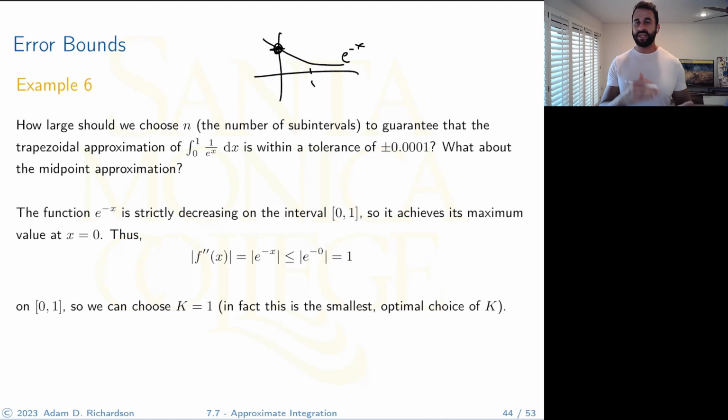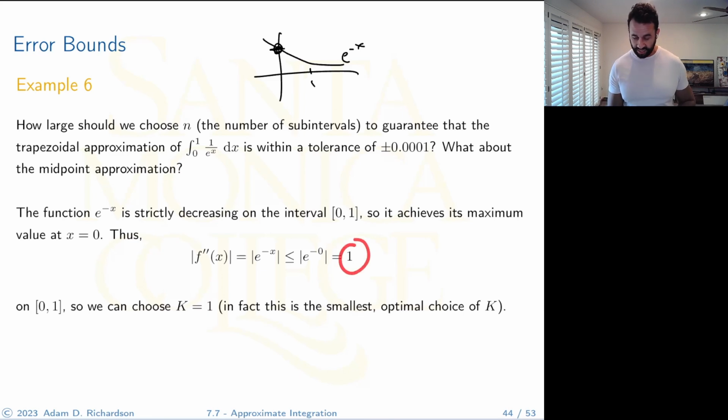That means we should choose k to be equal to 1, right? We can choose k to be equal to 1, and this is actually the optimal choice of k. You cannot pick k to be any smaller. If you pick k to be smaller, then you're picking a value that is not going to guarantee that the second derivative is always smaller. So you can't pick anything less than 1. You could pick values larger than 1.